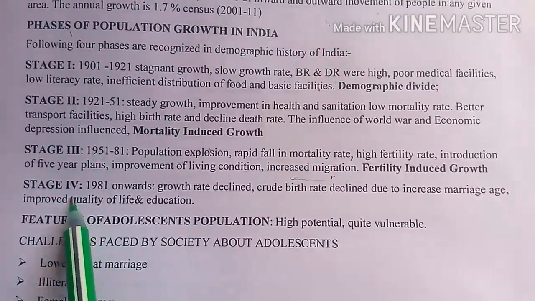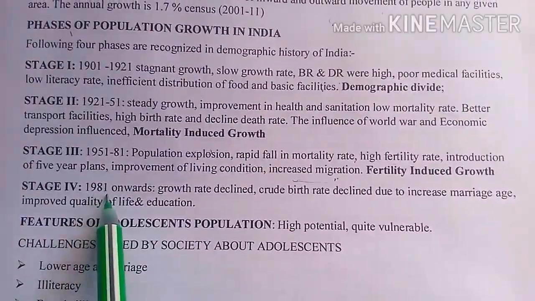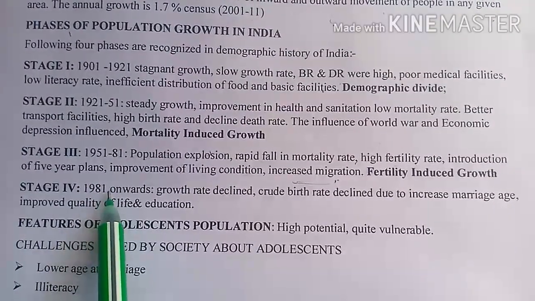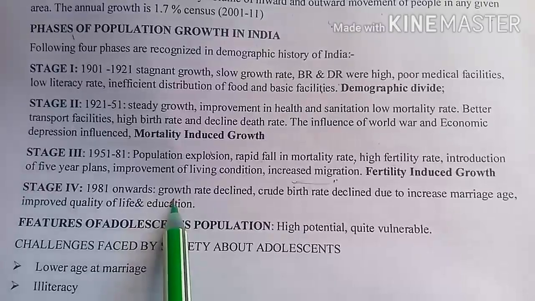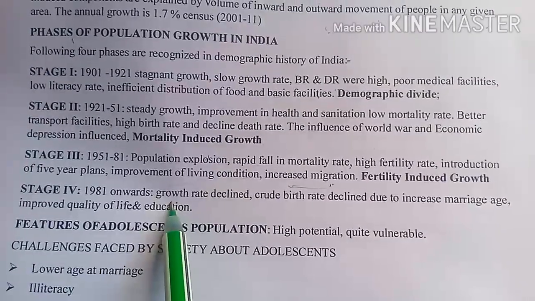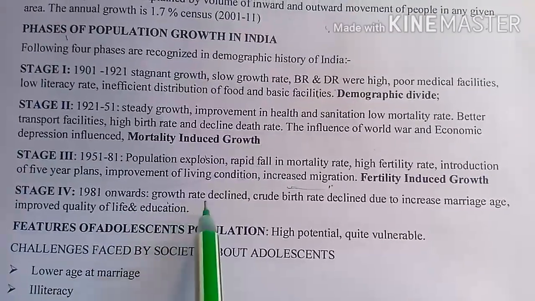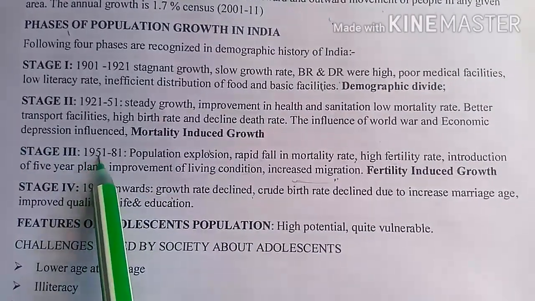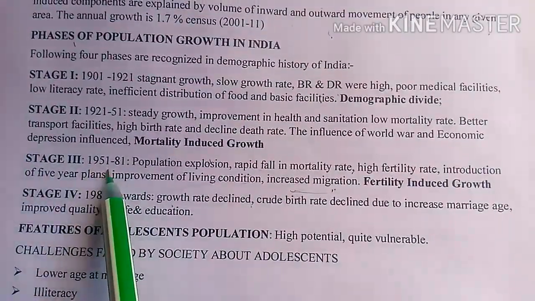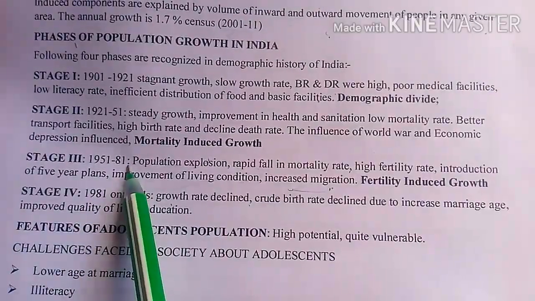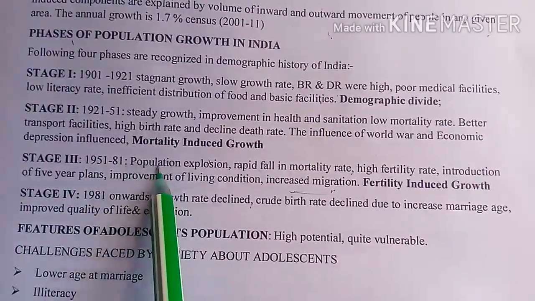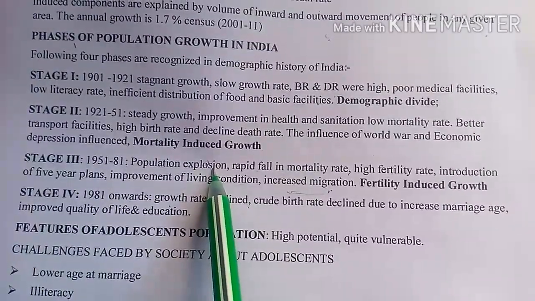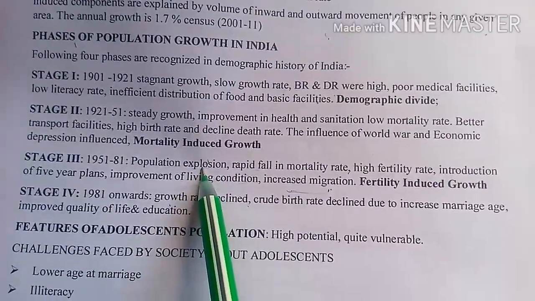Now, the next stage is the fourth. It's the period from 1981 onwards till present, when the growth rate declined. See here, 1951 to 1981 was the period of population explosion. During this period, the population increased rapidly.